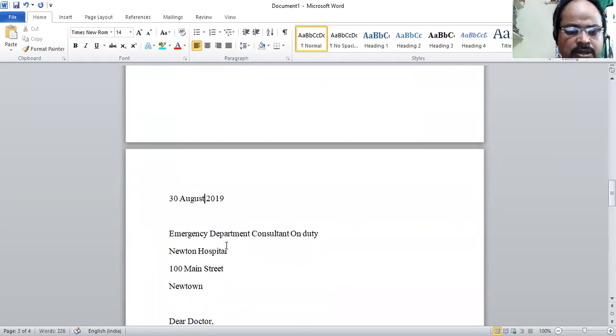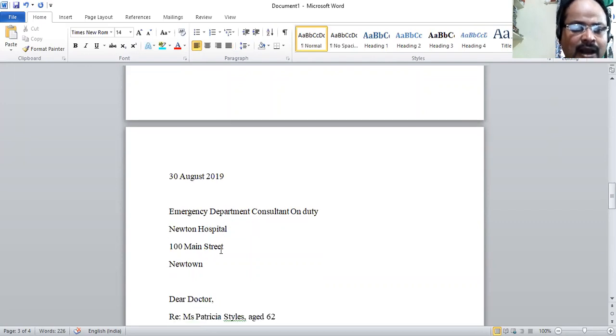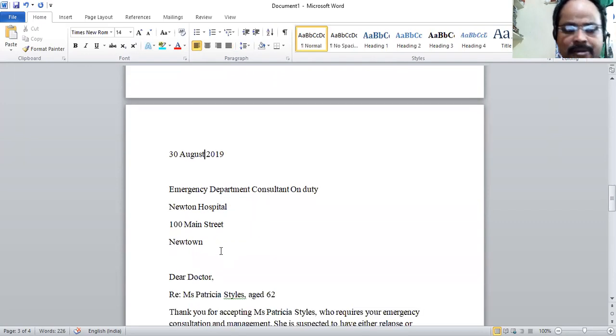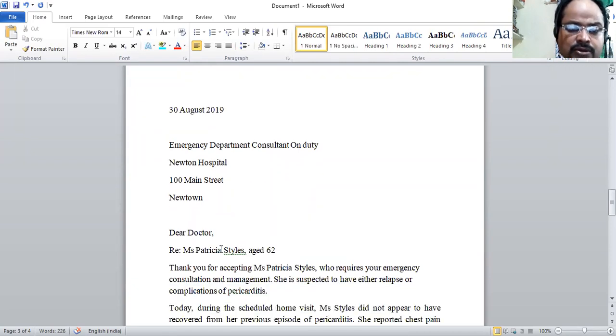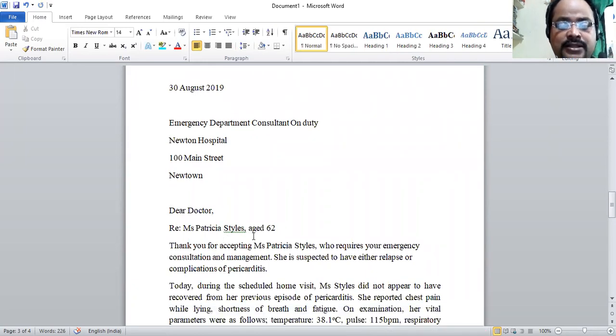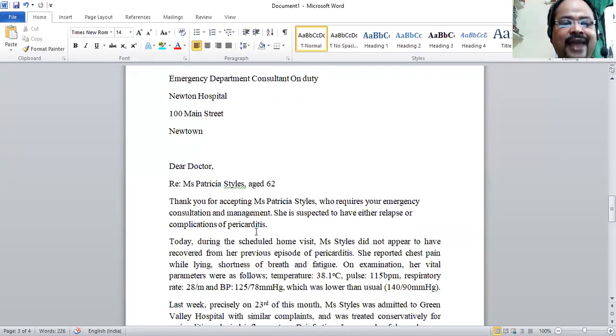Okay, now: emergency department consultant on duty, Newtown Hospital, 100 Main Street, Newtown. The address may be correct; I'm not cross-checking. Dear Doctor, so you are addressing Dear Doctor because it's an emergency consultant. Reference: Miss Patricia Stiles, aged 62. Thank you for accepting Miss Patricia Stiles, who requires your emergency consultation and management.